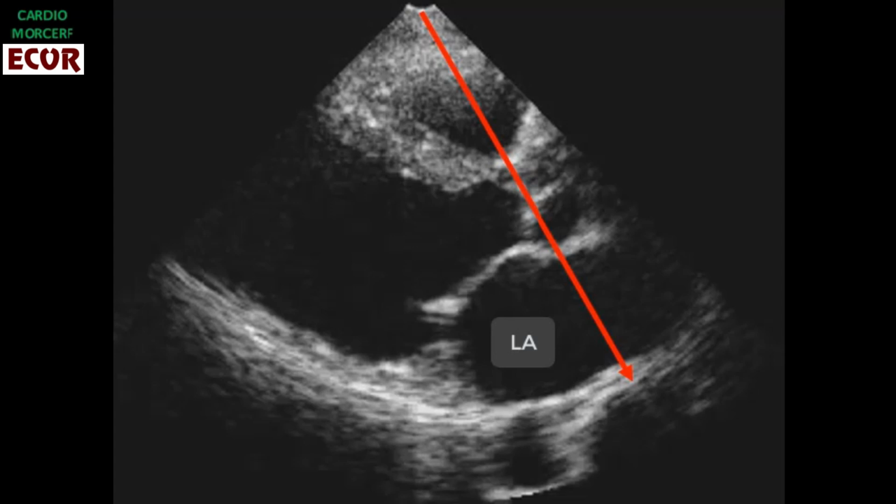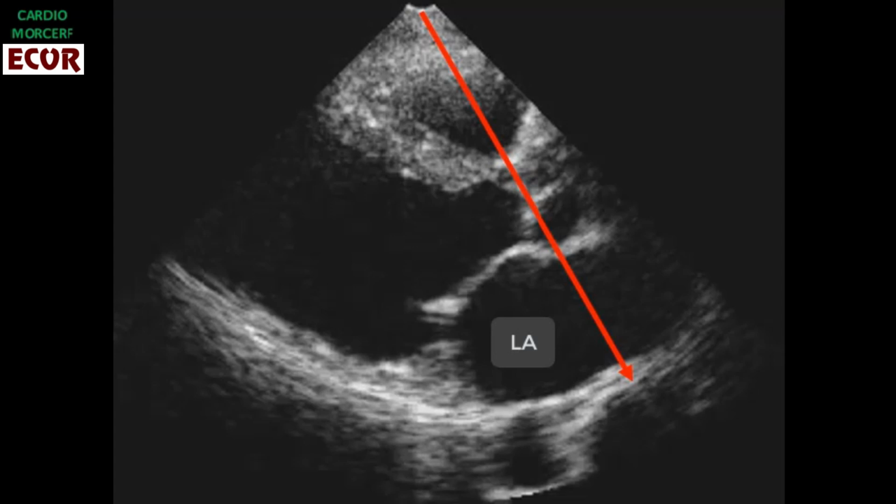axis, where the M mode cursor will cross the aorta parallel to its wall and at the location of the valve cusps. If this is observed correctly, one will be able to repeat it in the future for comparison easily and accurately, since it depends on only a straightforward measurement.